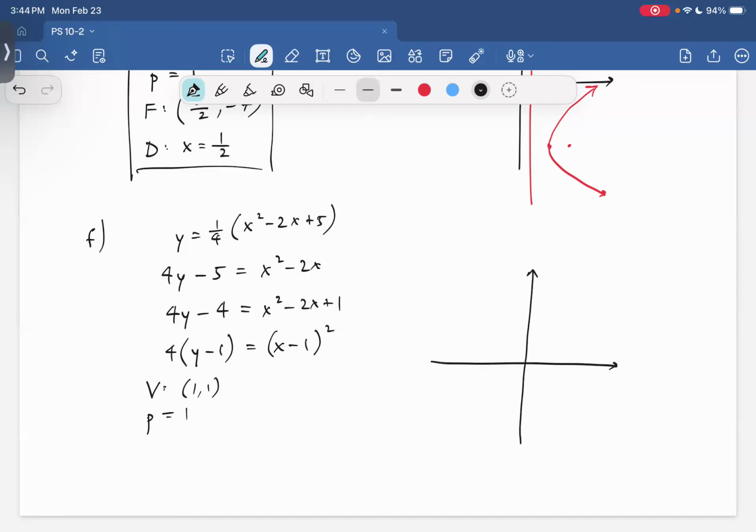If I graph this, this should be a vertical parabola opening upwards with a vertex of 1 comma 1. And p is 1, so the focus is here and the directrix is there. So the focus should be at 1 comma 2, and the directrix should be y equals 0.